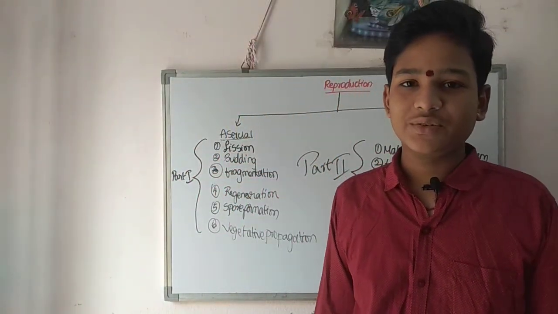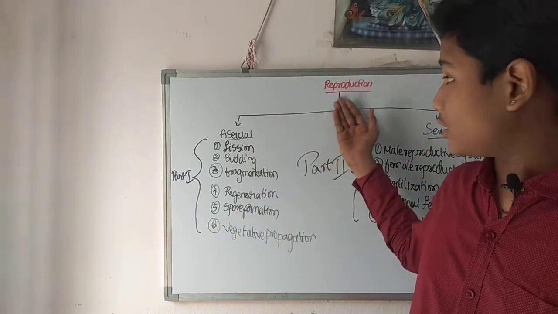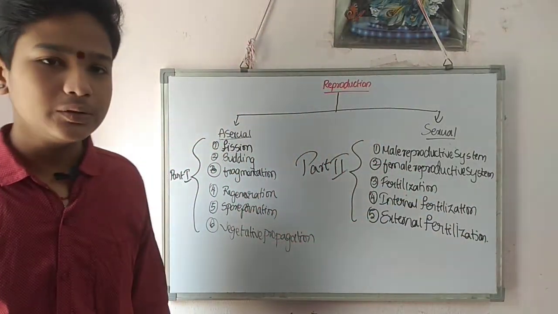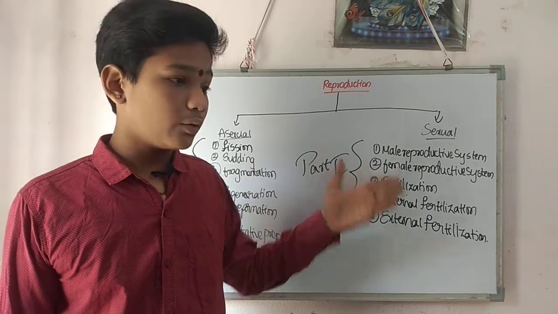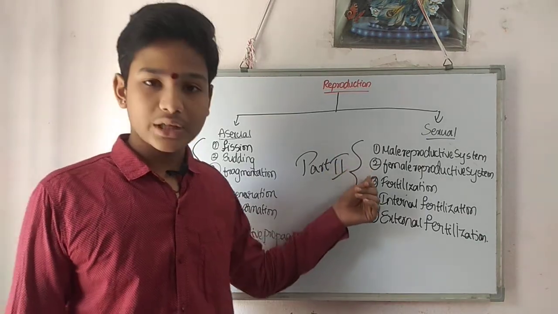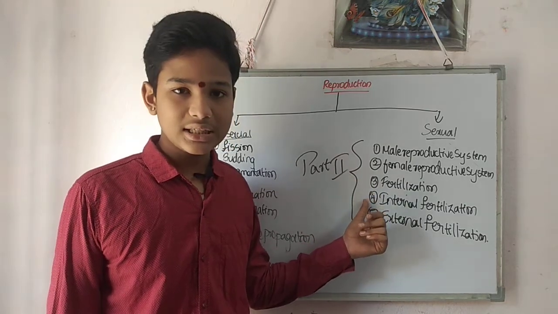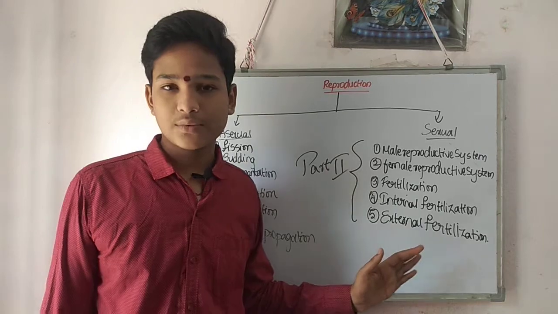In the last session we discussed asexual reproduction, reproduction part 1. Today we are going to discuss part 2, sexual reproduction. In sexual reproduction we are going to discuss the male reproductive system, the female reproductive system, the fertilization, internal fertilization, and external fertilization. These 5 topics we are going to discuss.